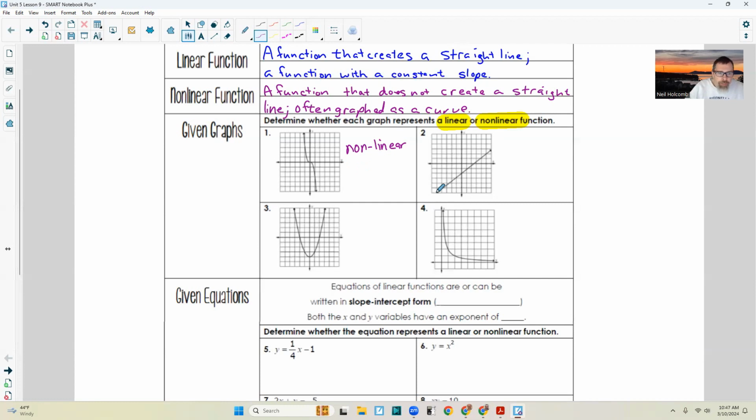Okay, this one is a straight line. If I go, let's see, where are my points, just to be specific? There's a point right here. It's not quite a slope of one, but as you can see, it is a straight line. So this is linear. Okay, this is obviously not a straight line. It's a curve that is non-linear.